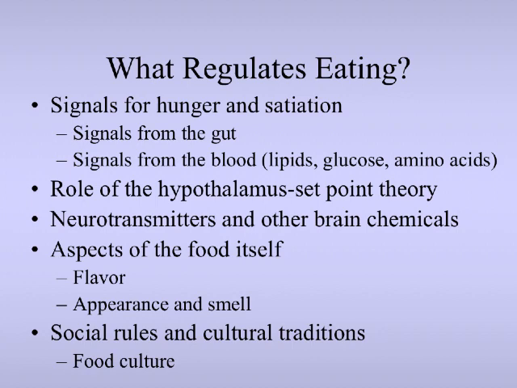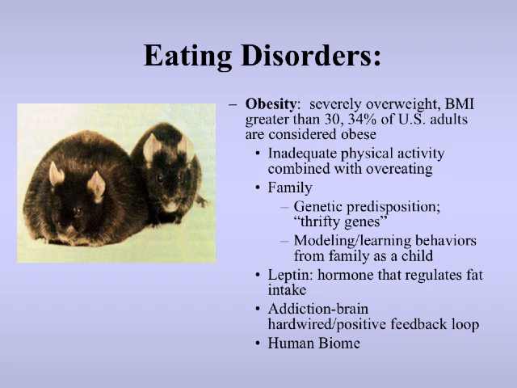When we start to think a little bit more deeply about things like eating disorders, obesity is considered an eating disorder. Obesity is simply defined as being severely overweight. This is a body mass index, a BMI, of greater than 30. About 34% of U.S. adults, about 1/3 of U.S. adults, are considered obese. So this is becoming one of the most important health epidemics that we are facing in this country, because obesity is related to things like heart disease, type 2 diabetes, and high blood pressure.